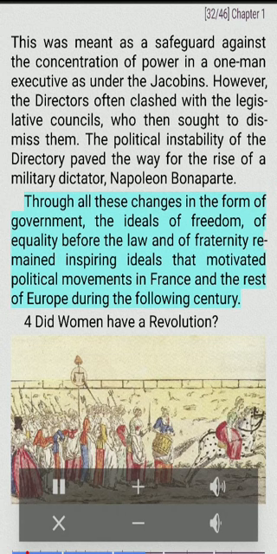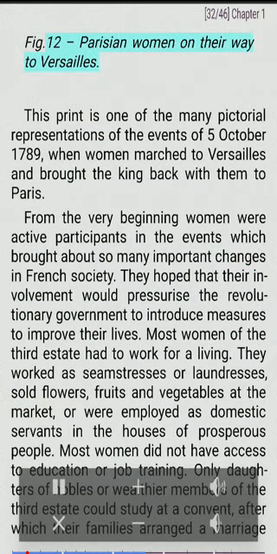Through all these changes in the form of government, the ideals of freedom, of equality before the law and of fraternity remained inspiring ideals that motivated political movements in France and the rest of Europe during the following century. 4. Did women have a revolution? Fig. 12. Parisian women on their way to Versailles.